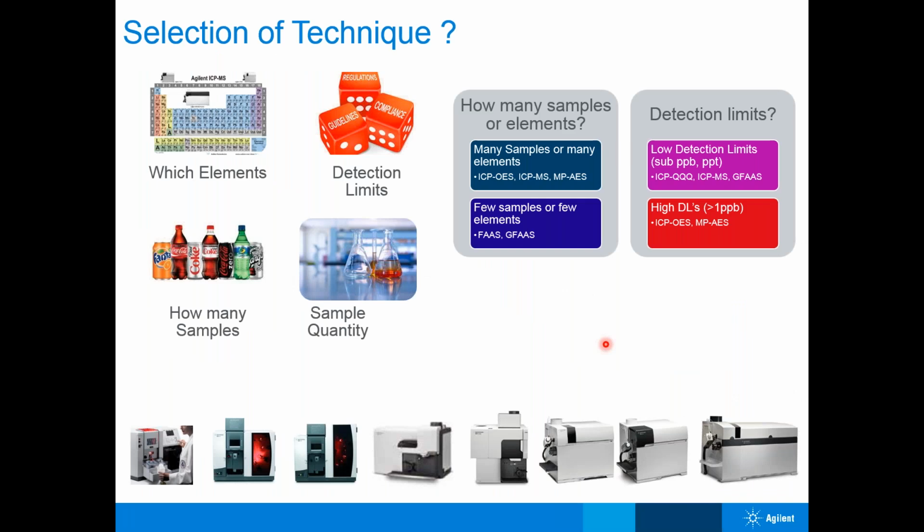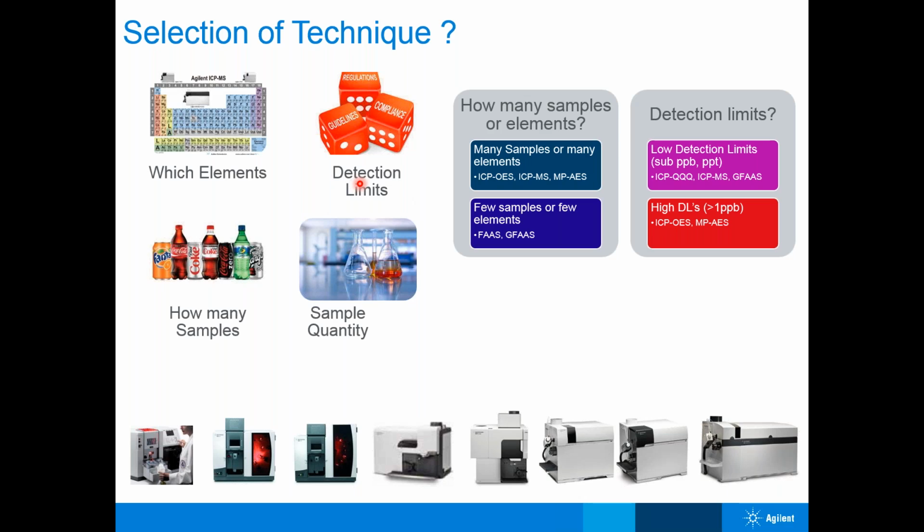Talking about the selection of techniques, it is most important to know which element we want, and which technique we have to select for the estimation of our analytes. First and foremost is the selection of the element. What is the regulatory requirement? What is your scope of work? Which element do you want to do? It depends upon the detection limit. When I'm talking about the detection limit, what does it mean? What is the regulatory requirement for which you are working?